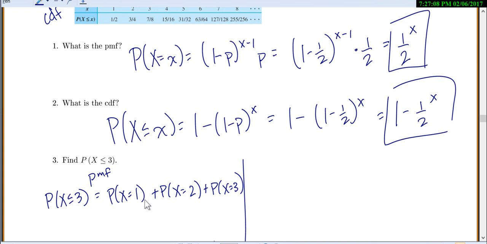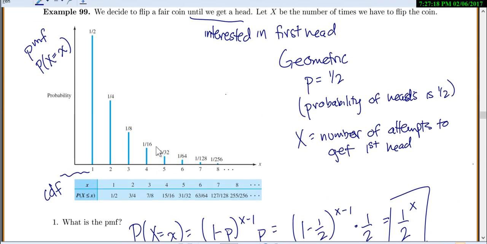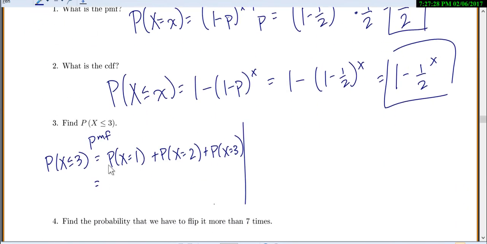Notice we don't have zeros because if you're trying to get your first attempt, you have to do it at least 1 time. Okay. Now you could plug this into your formula, or we could come back up and look at our chart. So just looking at our chart, for x equals 1, the probability is 1/2, then 1/4, then 1/8. So we get 1/2 plus 1/4 plus 1/8 gives me 0.875.